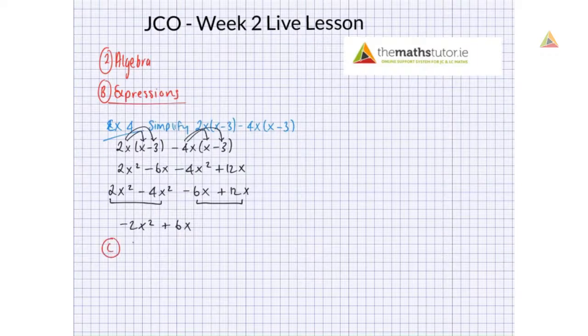Okay, we're going to go on to the next section, which is evaluating expressions. We're going to look at the harder ones.